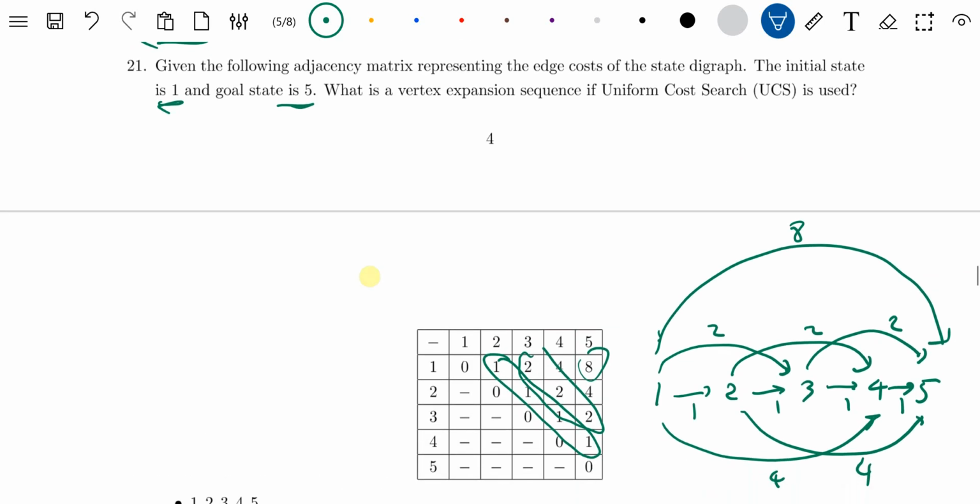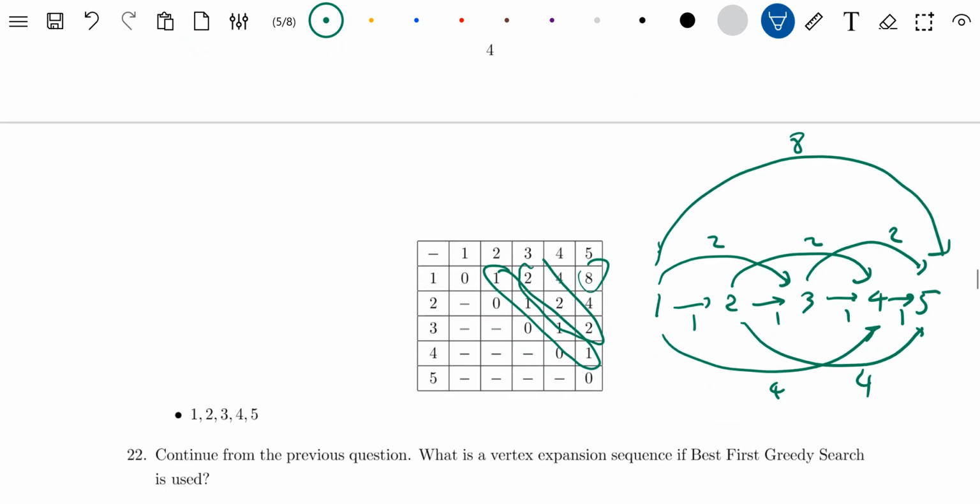What's this doing? So the question is asking to find the expansion sequence for uniform cost search. So we use a priority queue, and we use G as the priority. The smaller the G, the higher the priority. So let's start with 1. G is the cost so far, so nothing happened yet. So we put 0 here, and then we DQ 1.